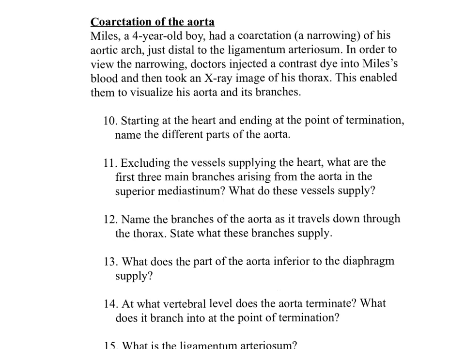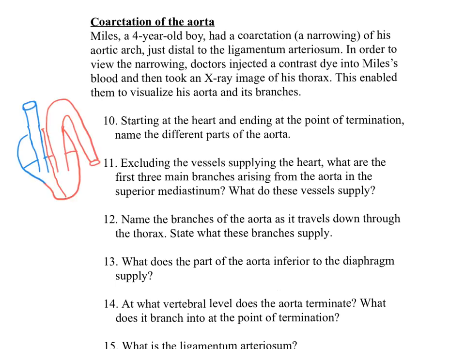Number 10. Starting at the heart and ending at the point of termination, name the different parts of the aorta. So starting at the heart, the parts of the aorta are the ascending aorta, the arch of the aorta, the descending thoracic aorta, and the abdominal aorta.